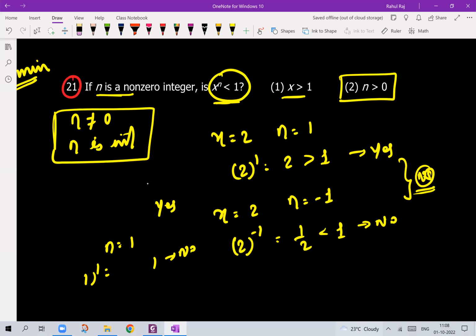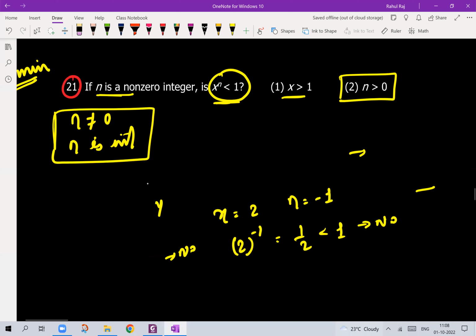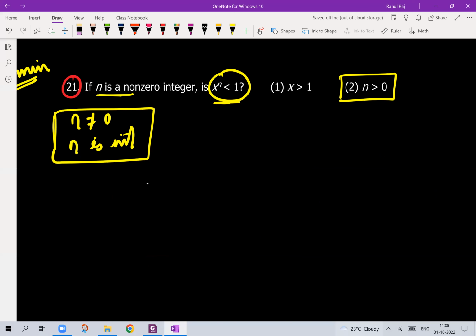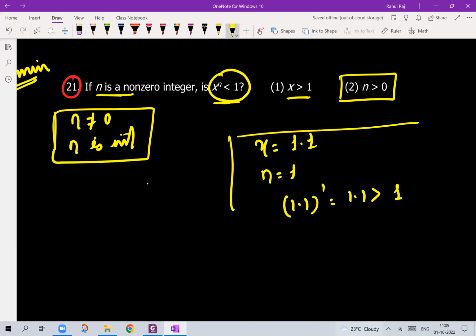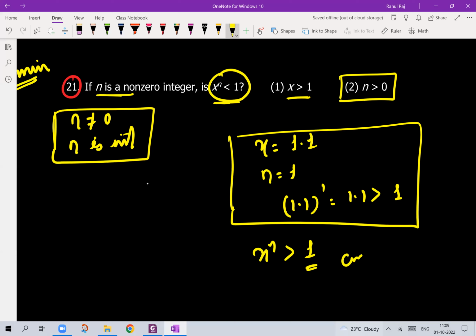Now, when we combine this, what happens? It says n is an integer. It also says n is positive. Statement number 2 says that n is a positive integer because they say n is greater than 0. Statement number 1 says x is greater than 1. Imagine I take x is equal to 1.1, the least value of x that I could take. Here n is greater than 0, so I'll have to take n is equal to 1. 1.1 to the power 1 is nothing but 1.1, which is greater than 1. You take any other value of x and n, the value of x to the power n will always be greater than 1. So can I say it's a confirmed no answer?